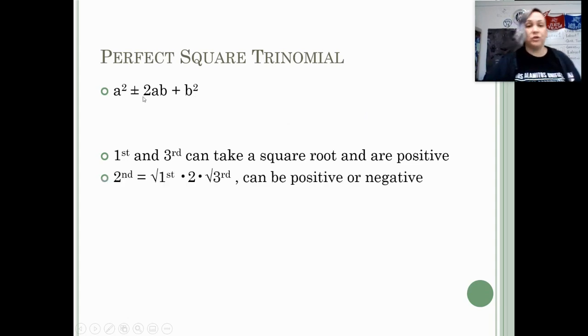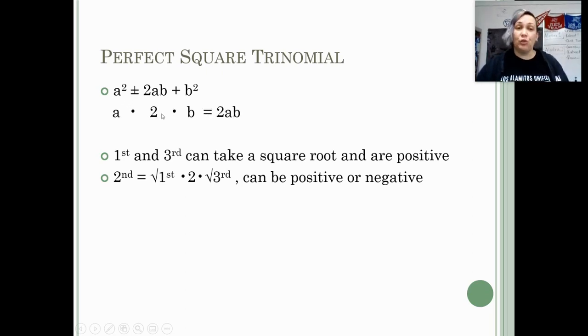Next, your middle term can be created by taking the square root of the first one. So the square root of a squared is a. The square root of the last one, so the square root of b squared is b. And timesing it by 2. Okay, so 2ab. The middle term is allowed to be positive or negative. It doesn't matter. So the last one has to be a positive, but the middle one, it's okay, whichever one you want.